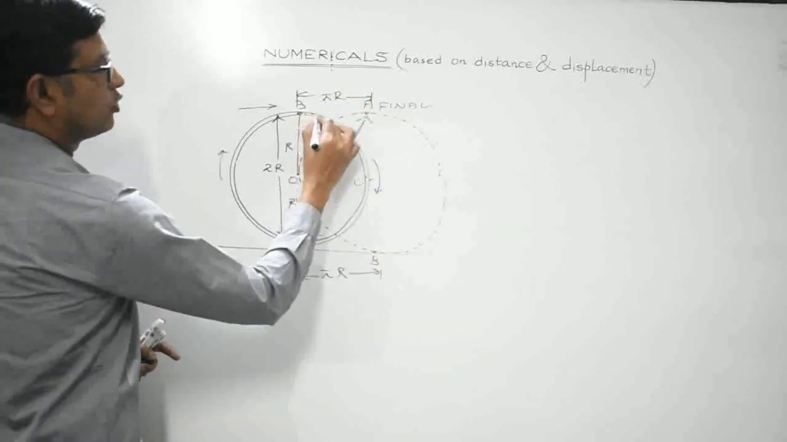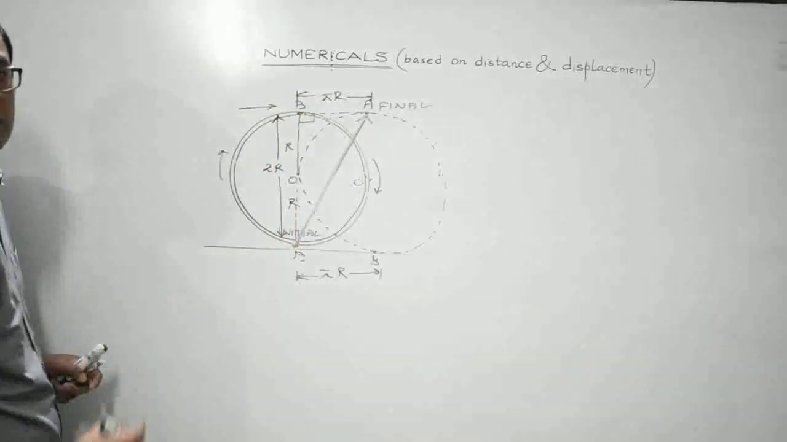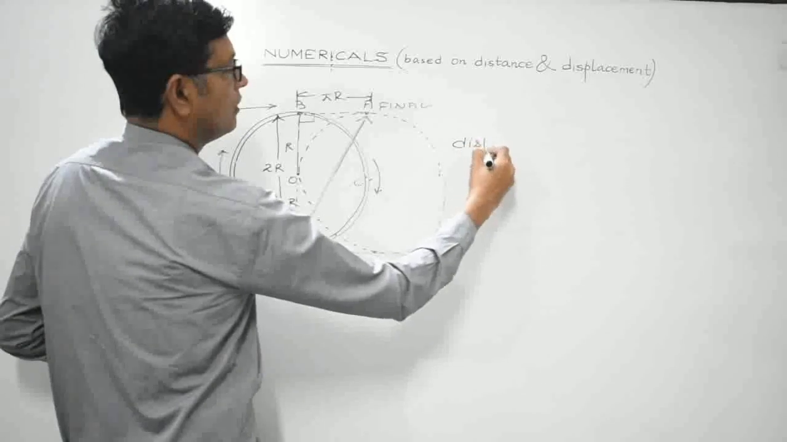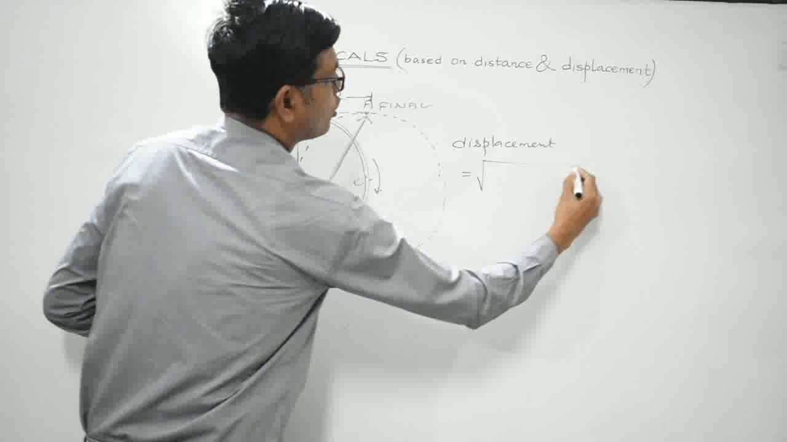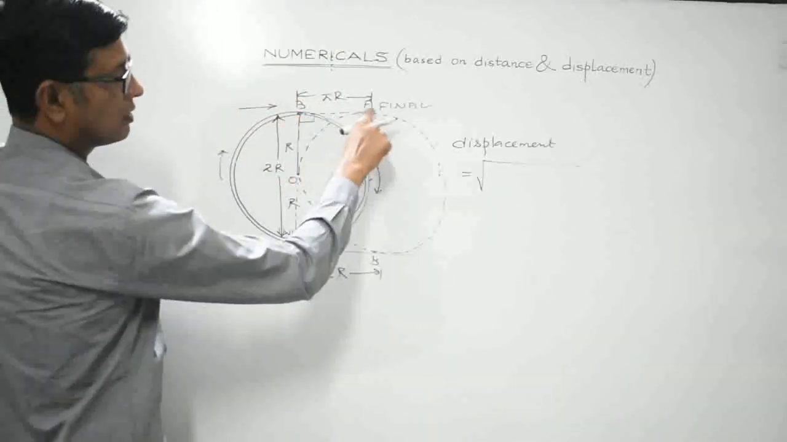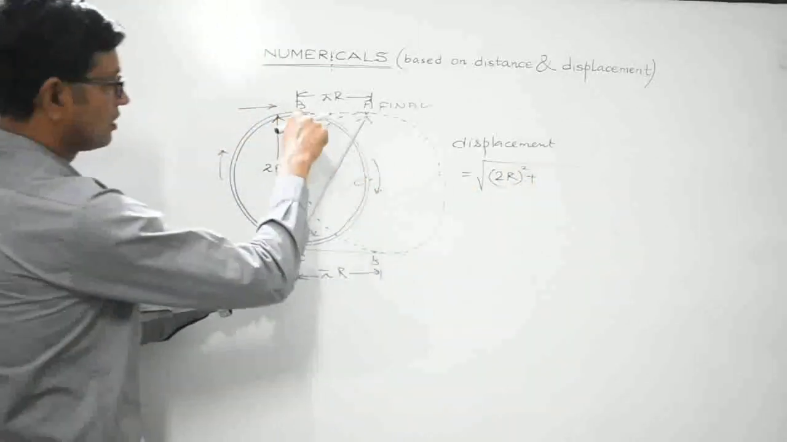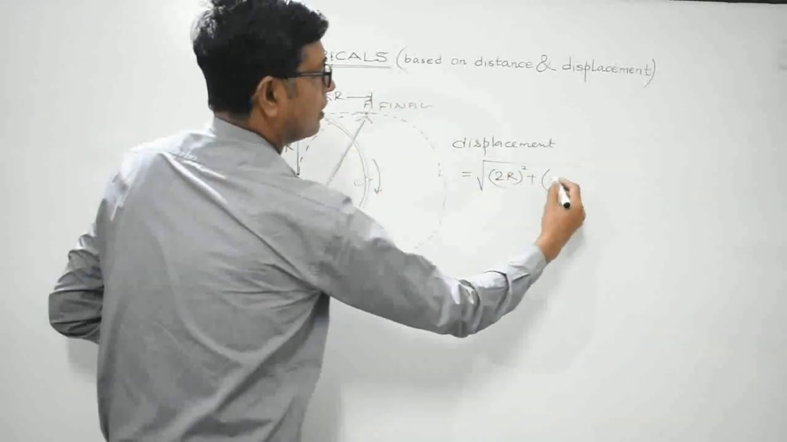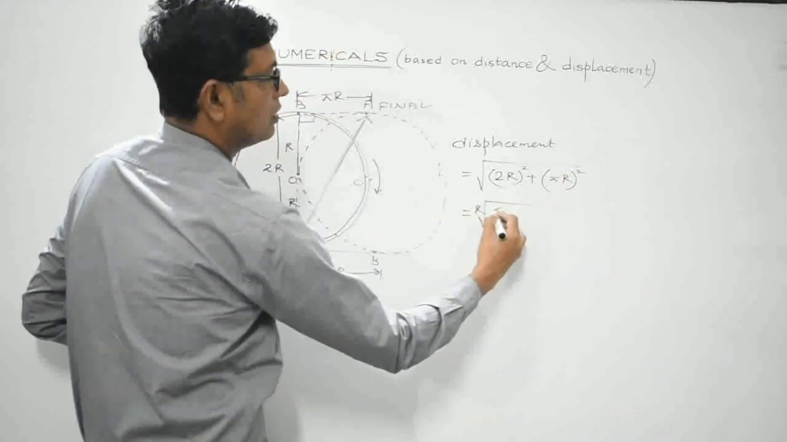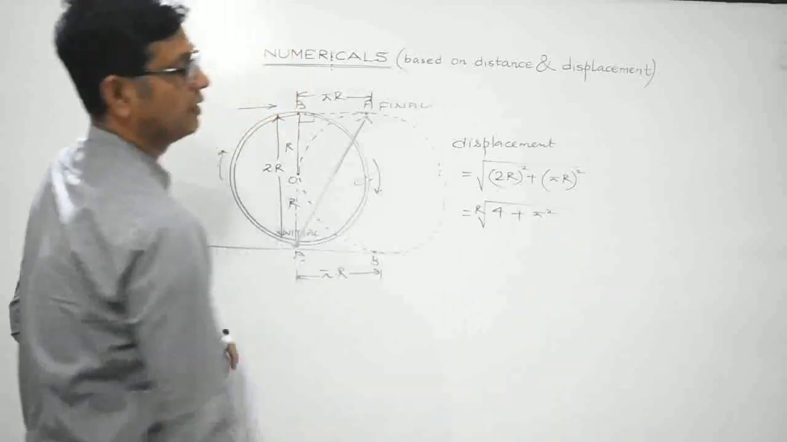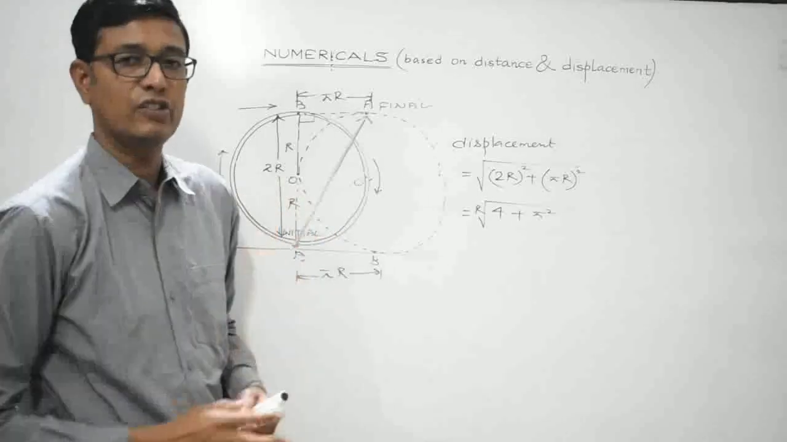So as you can see, if you join this line, it's a right angle triangle. So you can very much make use of Pythagoras theorem. So displacement would be square root of base square plus perpendicular square. That is 2r squared plus pi r squared. So r can be taken common, so r times square root of 4 plus pi square. This is the answer. So this was again a very interesting question.